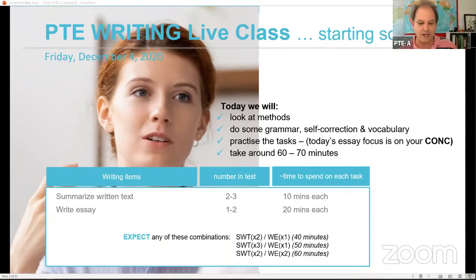In this class, we're going to look at the methods for summarize written text and write essay. We're also going to learn and practice the methods, do some grammar, self-correction, vocabulary, practice the tasks. Today, we're going to focus on the conclusion, and it should take about an hour, about 60 minutes.